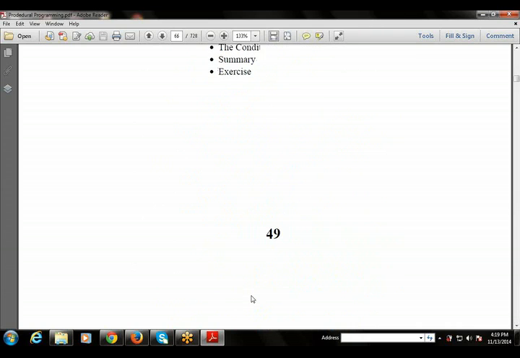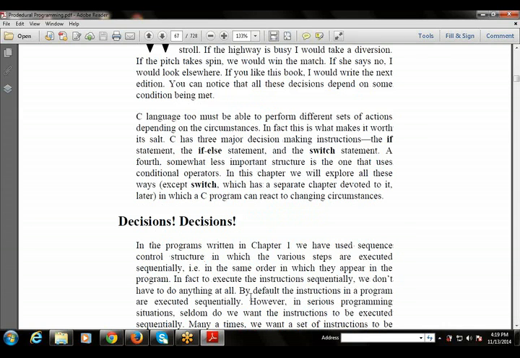In this we have discussed the if-else, what a decision is, how a decision will be used, and what instructions are used in the decision control instruction. So three conditions will be used: one is if, one is if-else, and one is the switch.